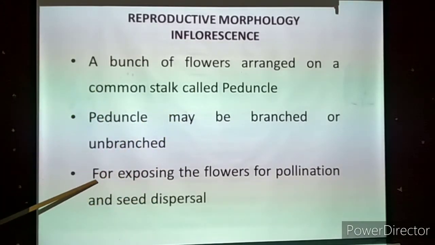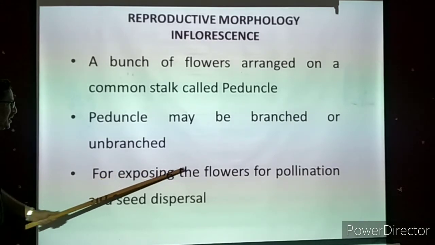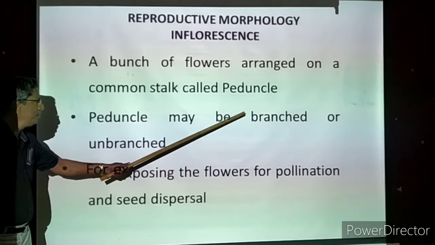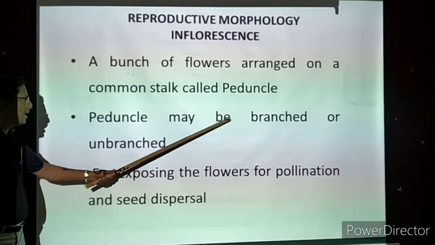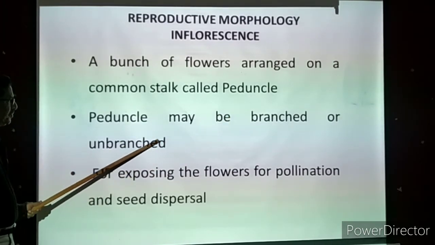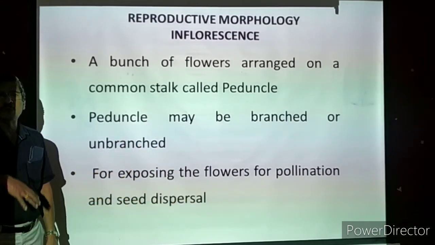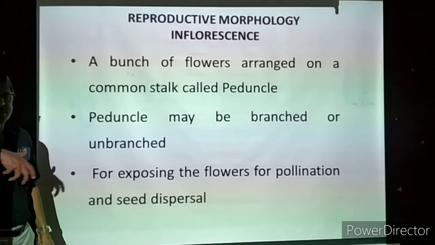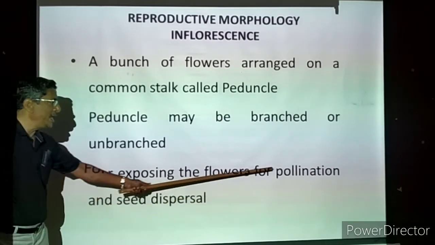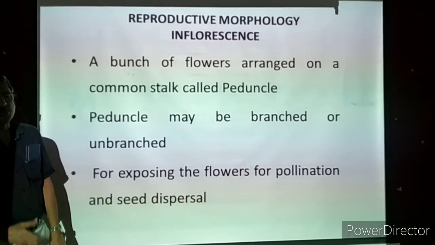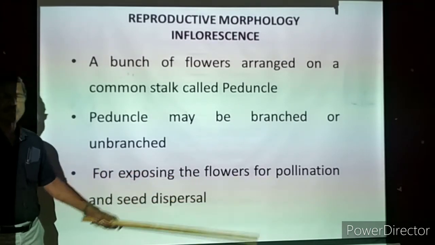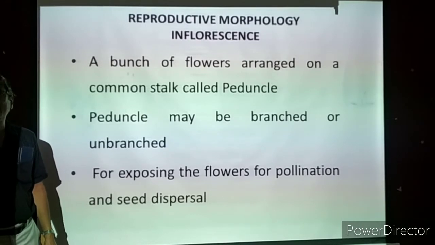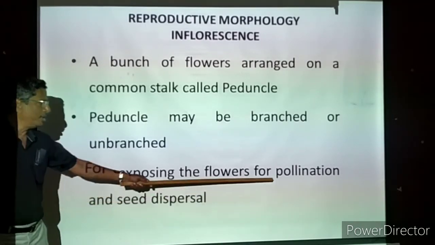The third point regarding inflorescence: it exposes the flowers for pollination and seed dispersal. Why is the peduncle present? Why is the peduncle branched or unbranched? The peduncle exposes all the flowers in different directions all around the common stalk for pollination. In the lower classes you might have studied the meaning of pollination. Pollination means transfer of pollen grains from one flower to another flower. That is called pollination.